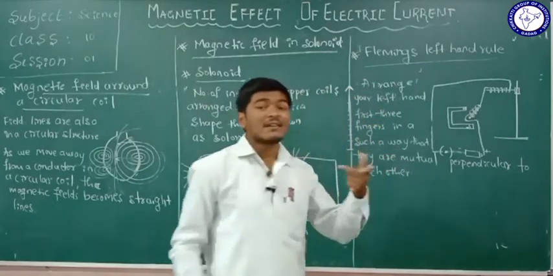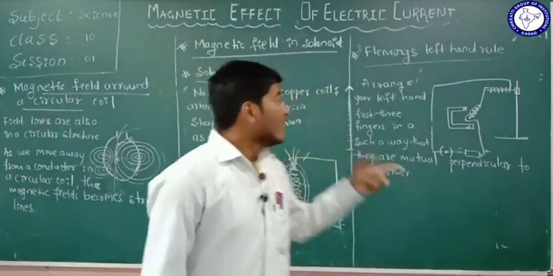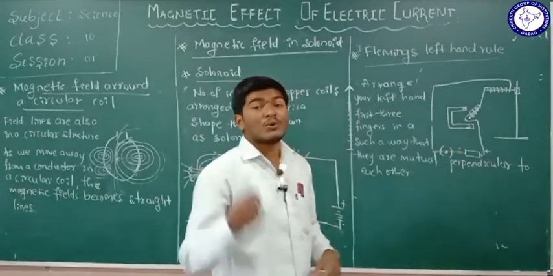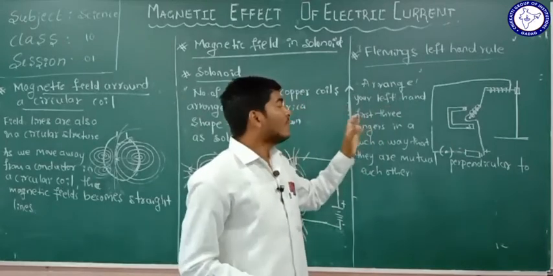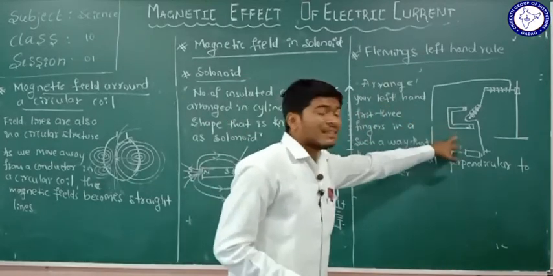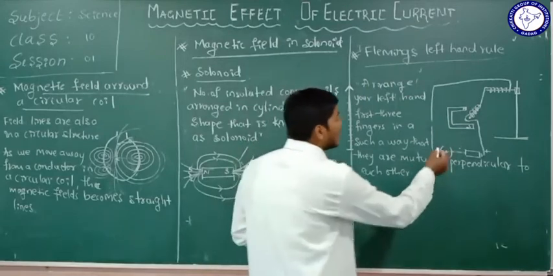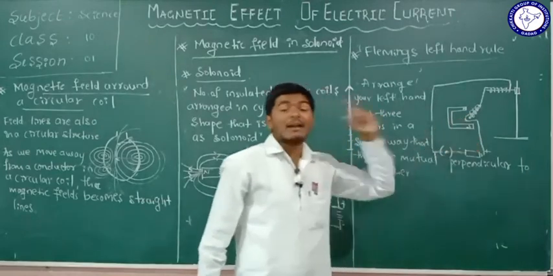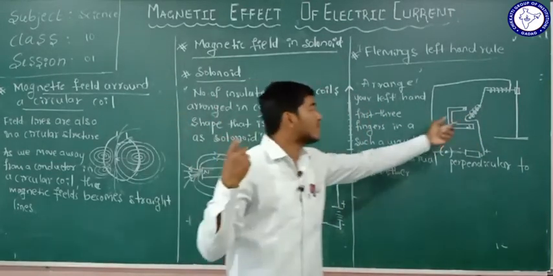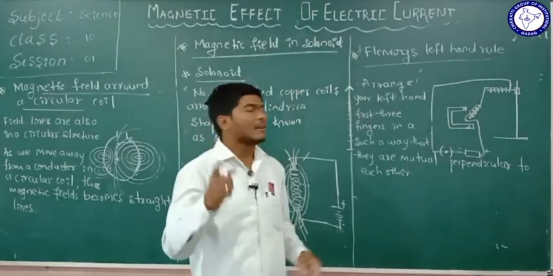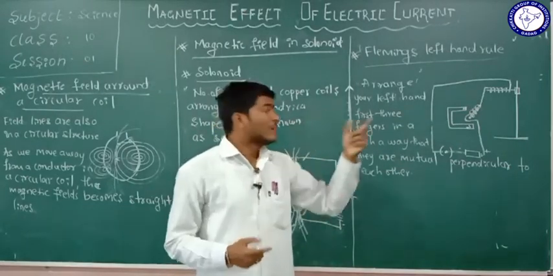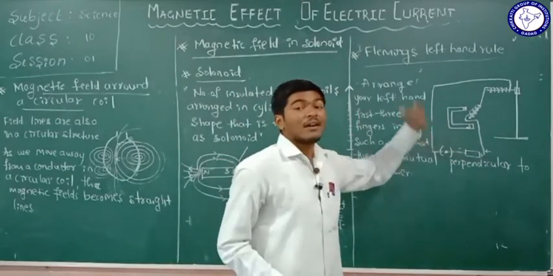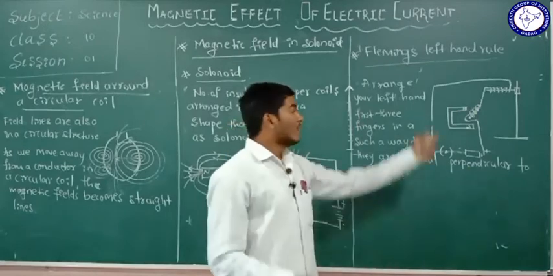Why did he consider the mutual perpendicular? Because he observed that the movement of the rod is greater when the magnetic field of the conductor is perpendicular to the magnetic field of the horseshoe magnet. Only then do we get more displacement of the rod.